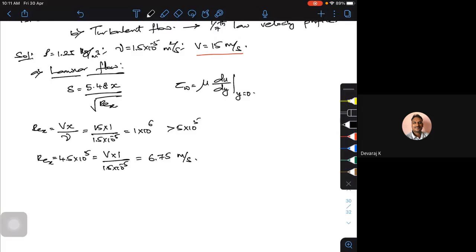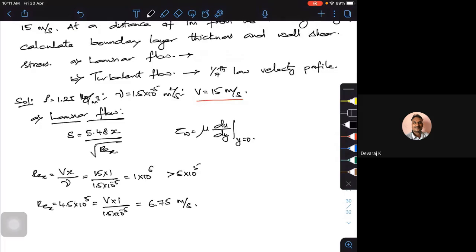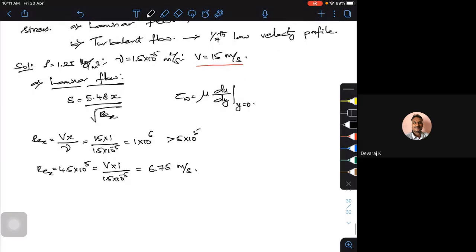This is for laminar. If I want it to be completely laminar flow, I take 5 into 10 to the power of 5 as where the transition takes place.